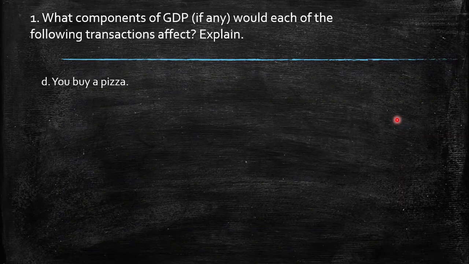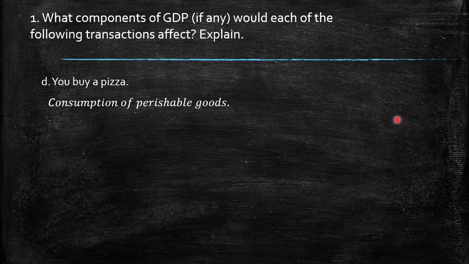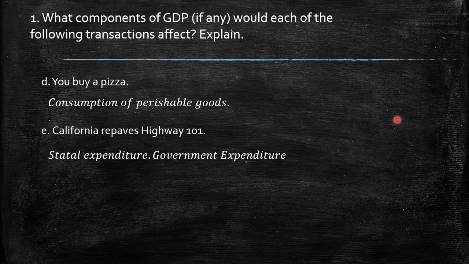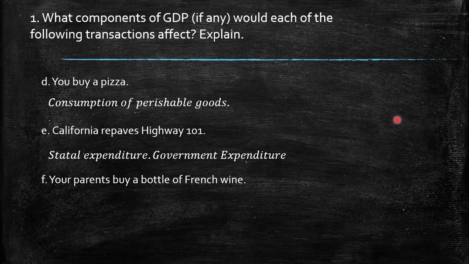D. You buy a pizza. Naturally, this is consumption of perishable goods, and it is counted for the GDP. And E. California repaves Highway 101. So then we are talking about government expenditure. Naturally it should be inside government expenditure.